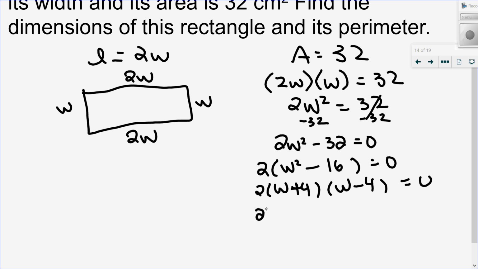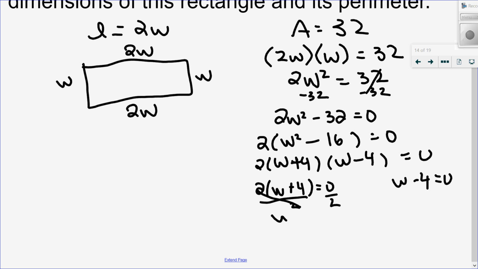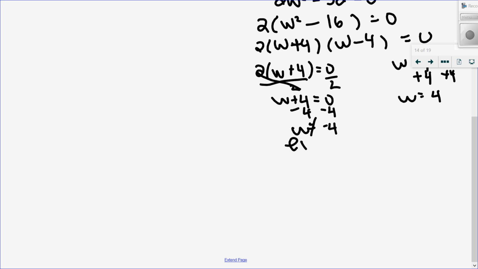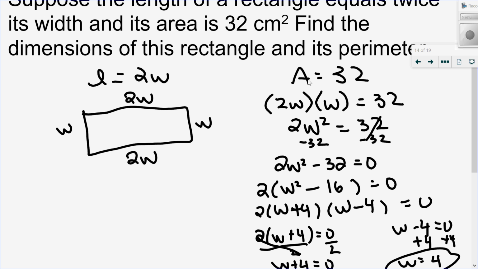Okay, so I'm going to set each factor equal to 0 and then solve each factor. So here I'll divide both sides by 2, and then I end up getting w plus 4 equals 0. Subtract 4 from both sides, I get w equals negative 4. And here I will add 4 to both sides, and I get w equals 4. So I can't have a negative width. That makes no sense. So since I can't have a negative width, again, this is an extraneous root. So this tells me that the width is equal to 4.